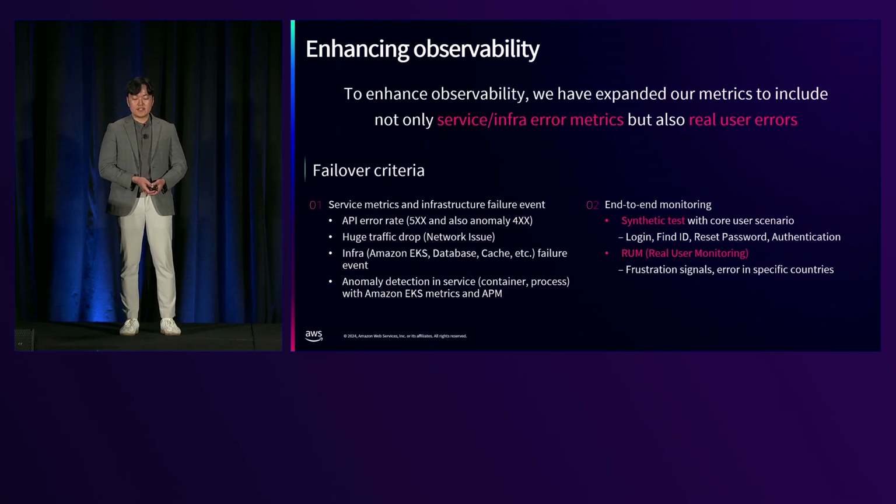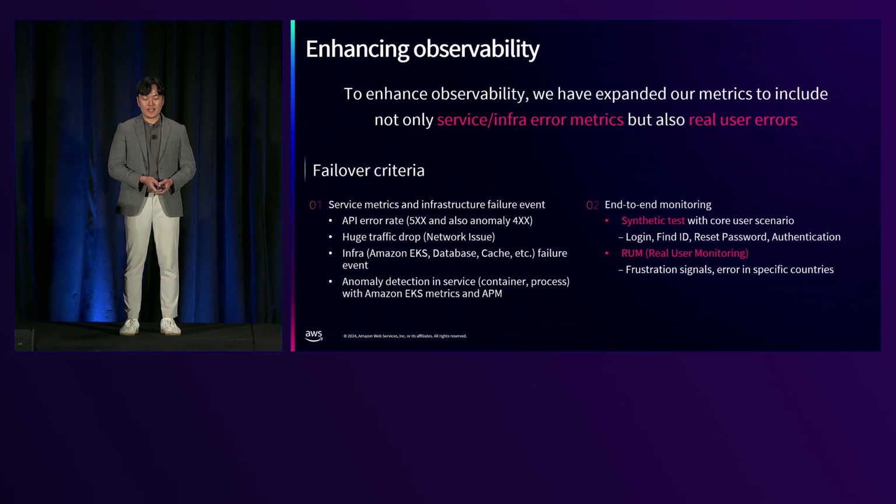To enhance observability, Samsung account defined two main categories of faults and established a comprehensive monitoring system. The first category includes errors arising from the service and infrastructure, such as API error rates, sudden drops in traffic, and infrastructure failure events involving EKS, database, and caches. Additionally, functional errors possibly triggered by new feature developments can be identified through APM.